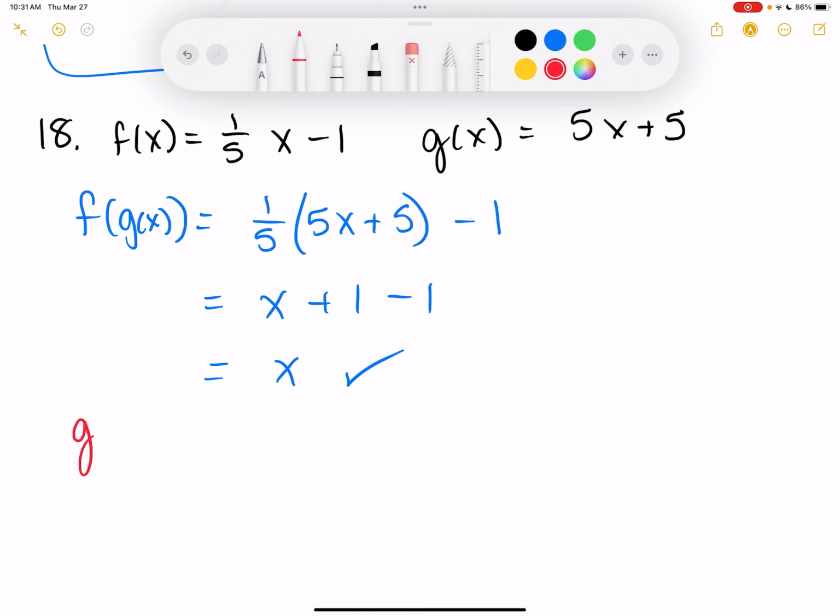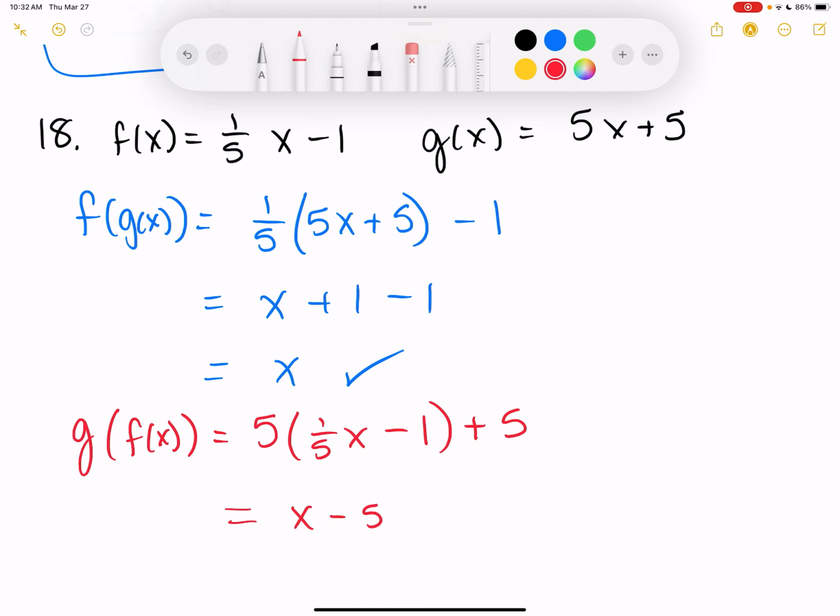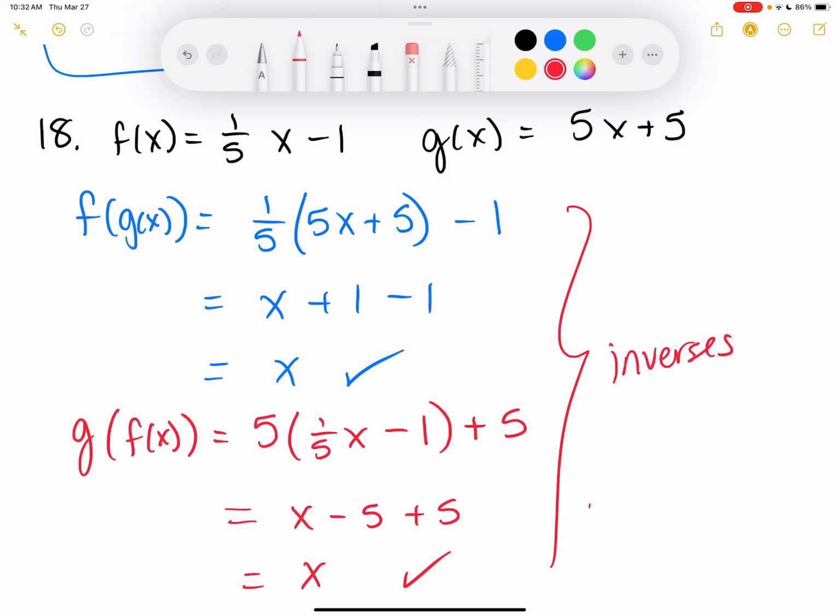And then I do g of f of x. So I do the same thing, except I'm plugging f of x into g of x. So 5 times (1/5 x minus 1) plus 5. Distribute: x minus 5 plus 5 equals x. And I'm good. So these are inverses. Yes, because they're inverses.